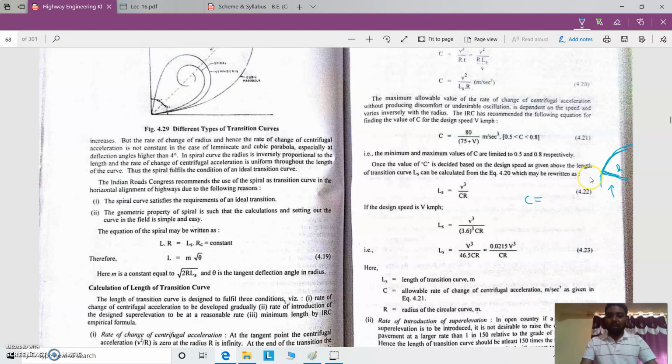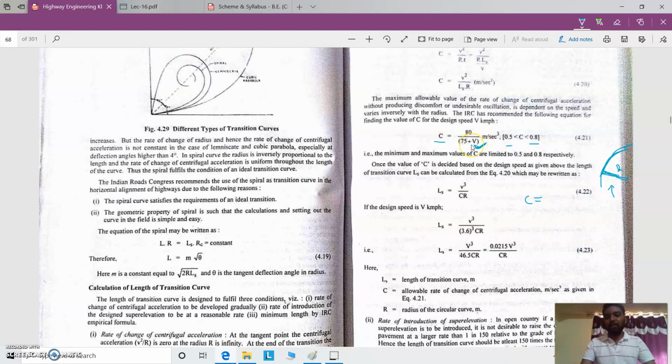Here the Indian Road Congress has recommended the following equation: C is equal to 80 divided by 75 plus V. The unit of centrifugal acceleration is meter per second cube, and this C will always lie between 0.5 and 0.8. V is considered in kmph. You have to concentrate on this speed data.